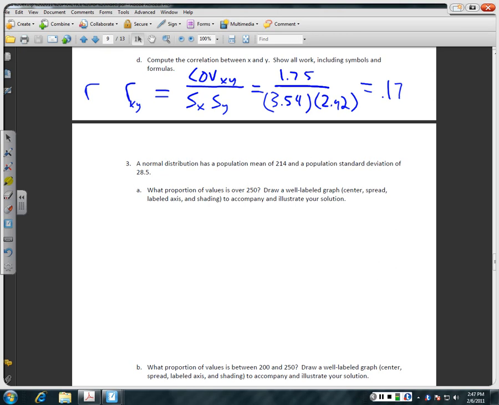Okay, so number 3, we have a normal distribution, and we have a mean of 214 and a standard deviation for the population of 28.5. And I'll draw that over here.